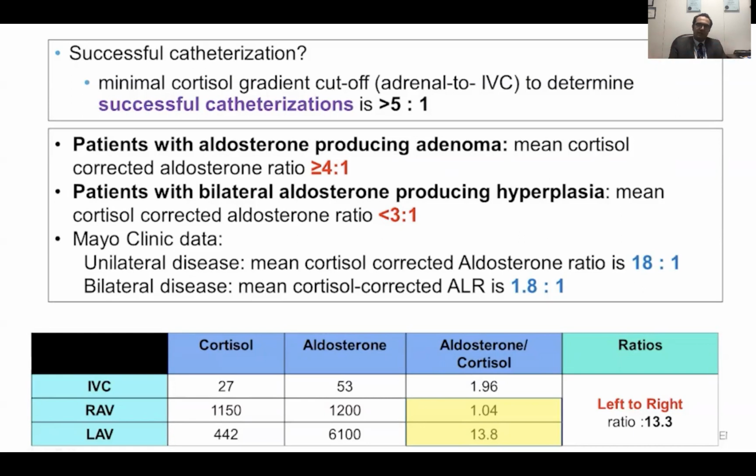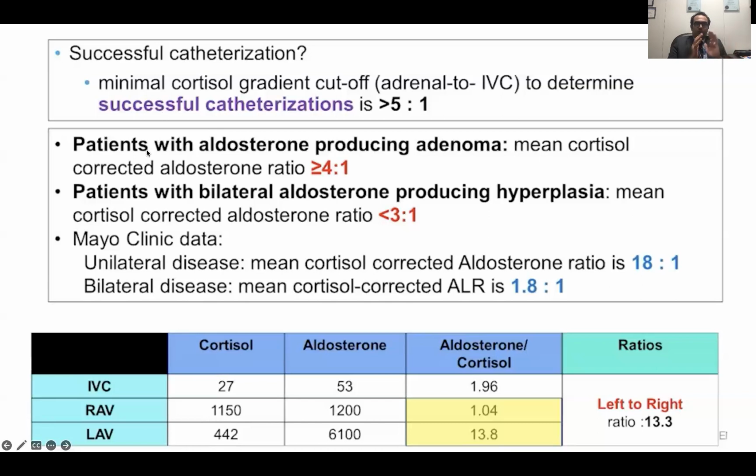This is called selectivity index. This should be more than 5:1. This is the first step. Here you can see the right adrenal vein cortisol is compared with the IVC, and the left adrenal vein cortisol is compared with the IVC cortisol. And both of them are markedly elevated, more than 5:1 ratio. This is important because if there is no successful catheterization, then this will be difficult to interpret, although there is an exception to that as well.